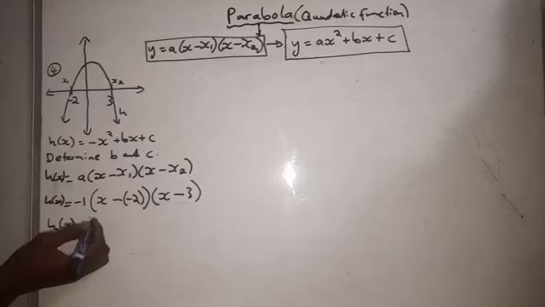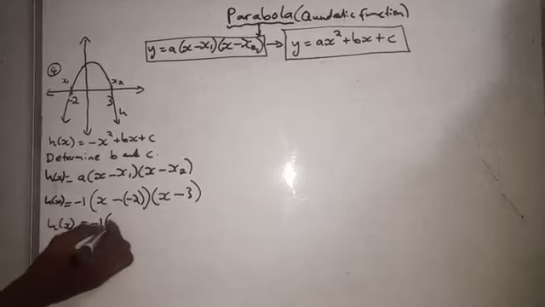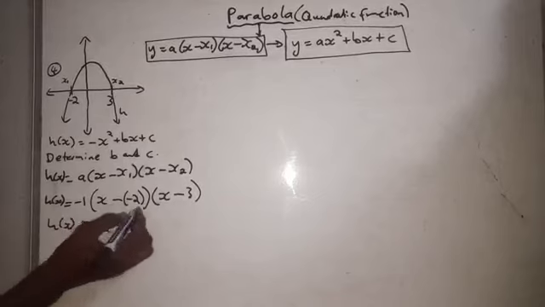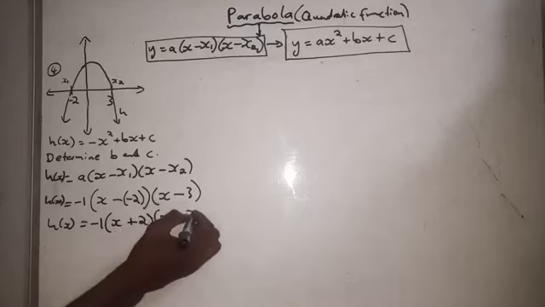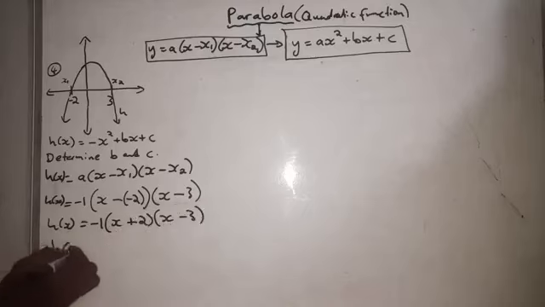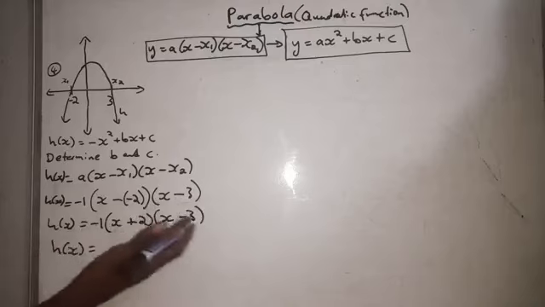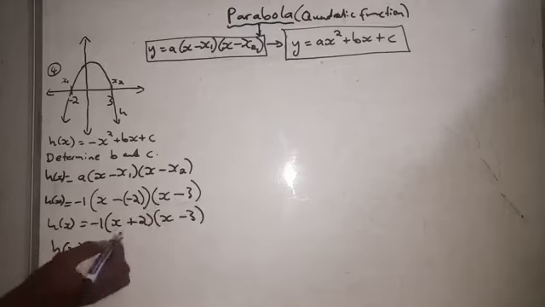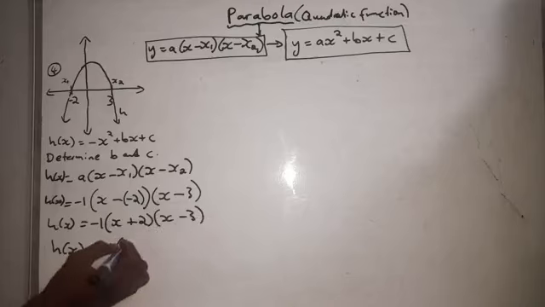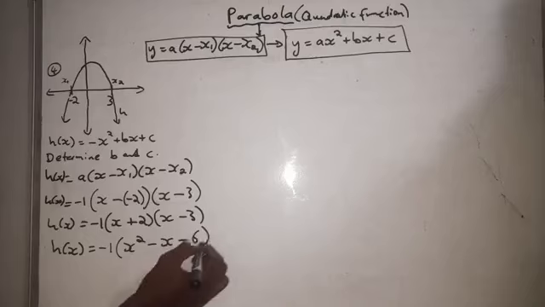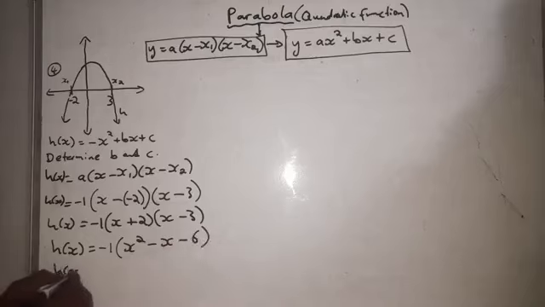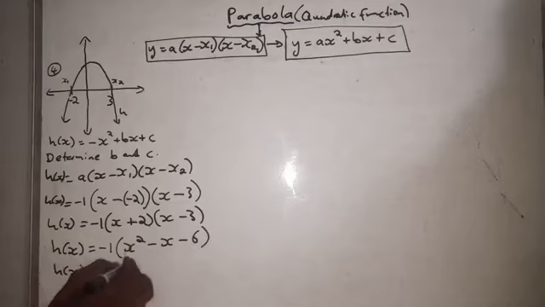Sorry for that delay. Anyways, it's going to be -1 into, simplifying here, x, negative is positive, equals x plus 2, into x minus 3. Then h of x will be equal to, it's a FOIL thingy over here, so it's -1 into x times x, x squared, then this 2 is going to be negative x, this 2, -6 there. Then remove the bracket, h of x will equal -x squared minus x minus 6.